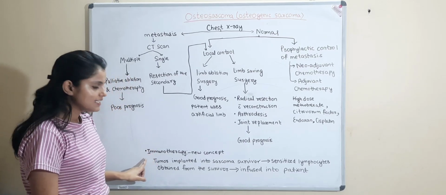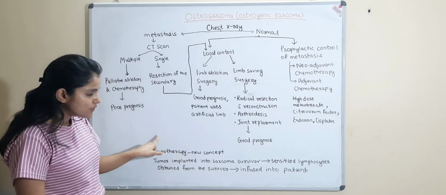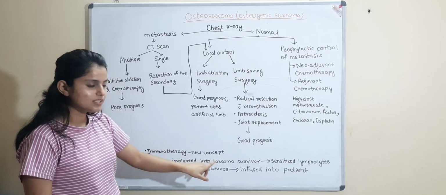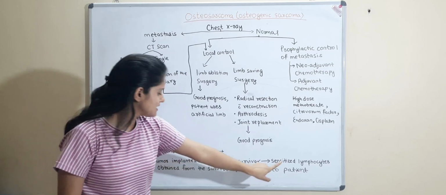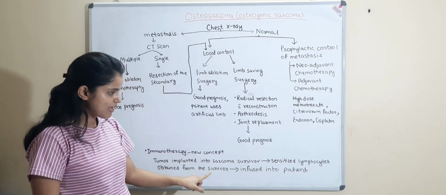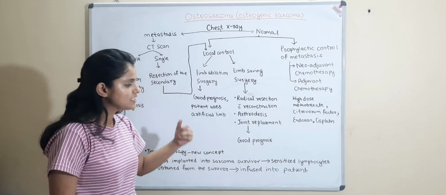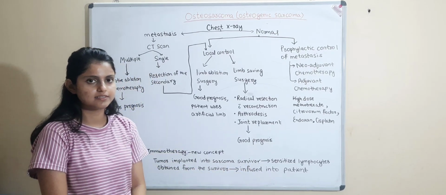In new concept, there is immunotherapy. In immunotherapy, tumor from the patient is implanted into the sarcoma survivor, and sensitized lymphocytes are obtained from the survivor, and these sensitized lymphocytes are infused into the patient, which kills the tumor cells in the patient.